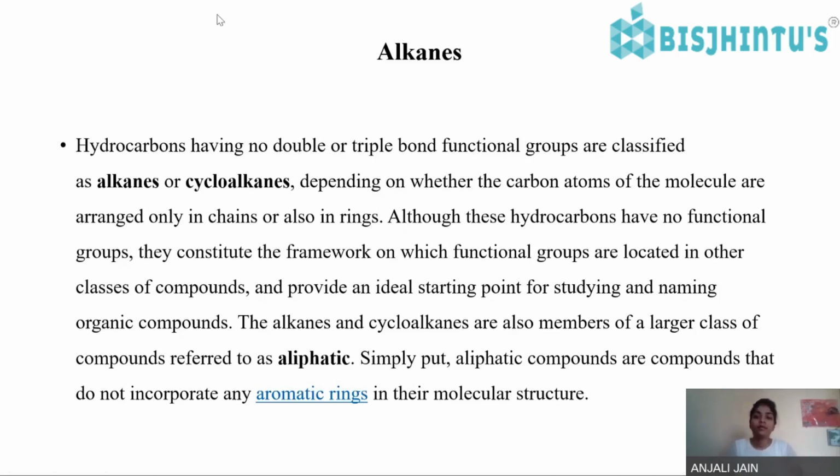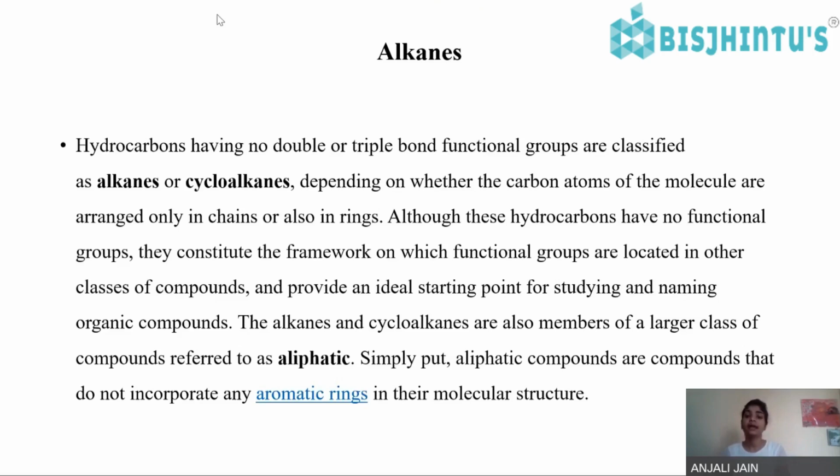So, if we know that alkanes have no functional group, they constitute the framework on which functional groups are located in other classes of compounds. They provide an ideal starting point for studying and naming organic compounds because these are a very easy class of organic compounds. The alkanes and cycloalkanes are also members of larger classes of compounds referred to as aliphatic compounds. Aliphatic compounds are compounds that do not incorporate any aromatic ring in their molecular structure.